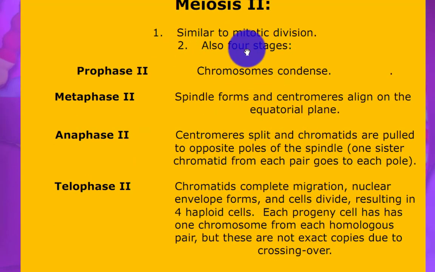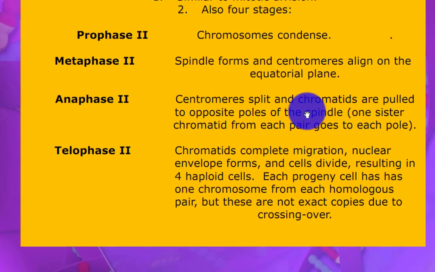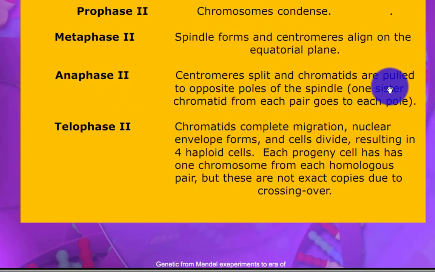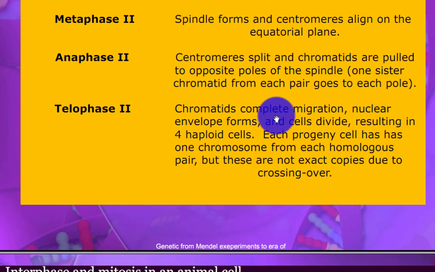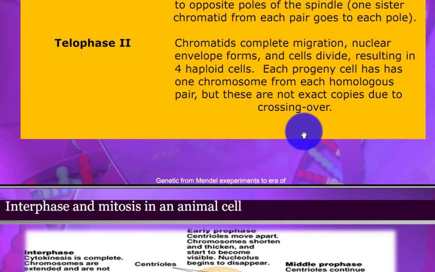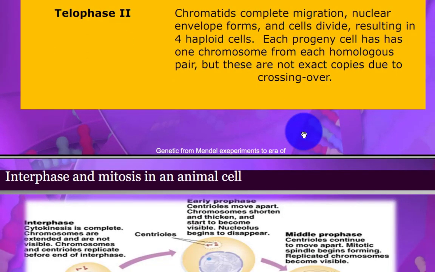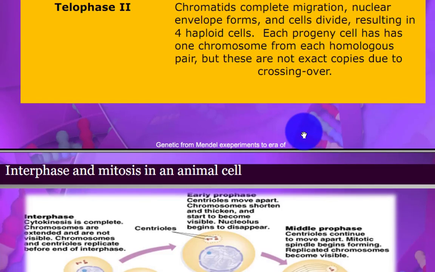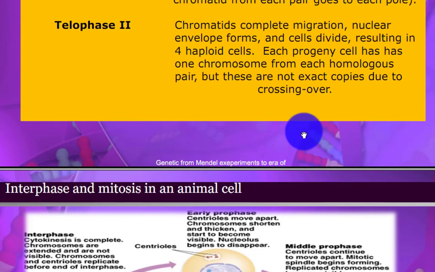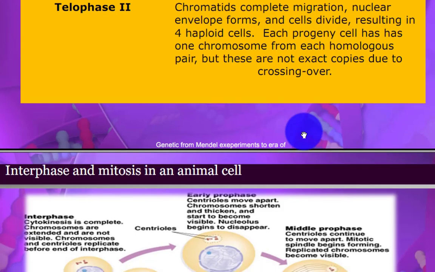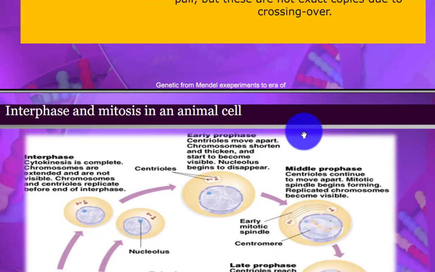In meiosis 2, similar to mitotic division, there are also 4 stages. Prophase 2: chromosomes condense. In metaphase 2, the spindle forms and centromeres align on the equatorial plane. In anaphase 2, the centromere splits and chromatids are pulled to opposite poles of the spindle. And telophase 2: chromatids completely migrate, the nuclear envelope forms and the cell divides, resulting in 4 haploid cells. Each progeny cell has 1 chromosome from each homologous pair, but these are not exact copies due to crossing over.